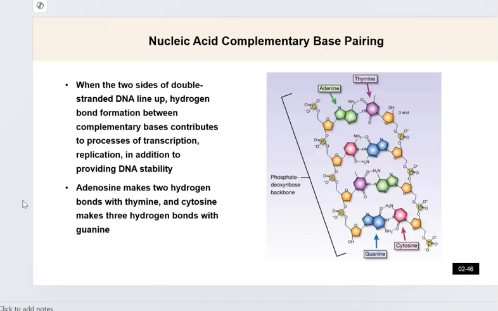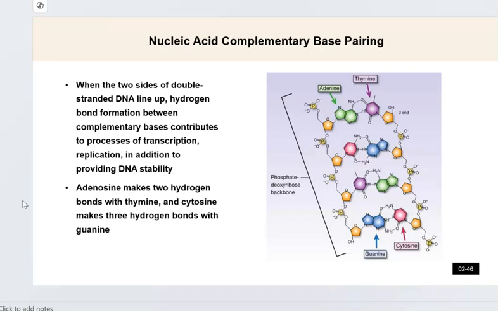The 5' to 3' orientation of one strand lines up against the 3' to 5' orientation of the complementary strand. That's a lot of words. What I want you to understand is that when the two sides of a double-stranded DNA line up, the hydrogen bond forms between the complementary bases. And that's important because that affects the process of transcription and replication and makes the DNA stable.